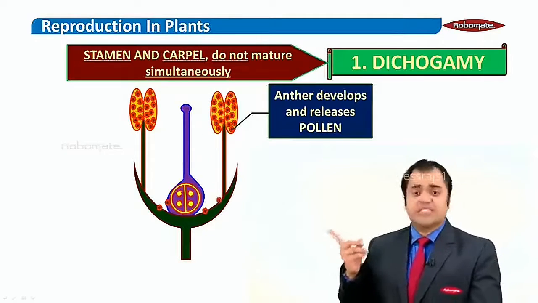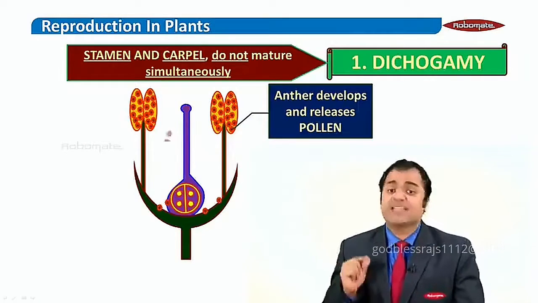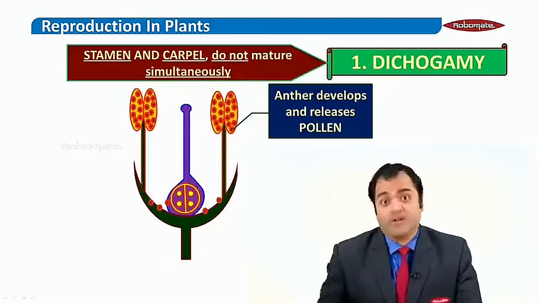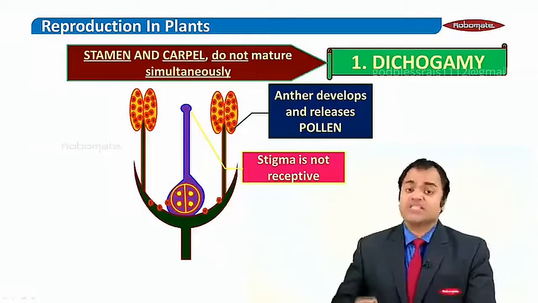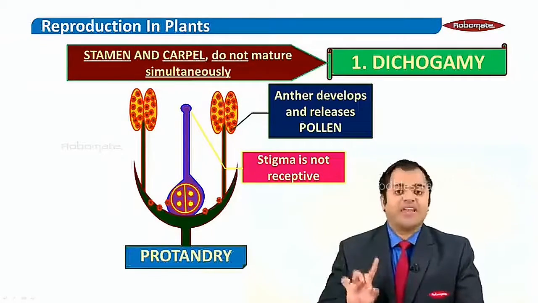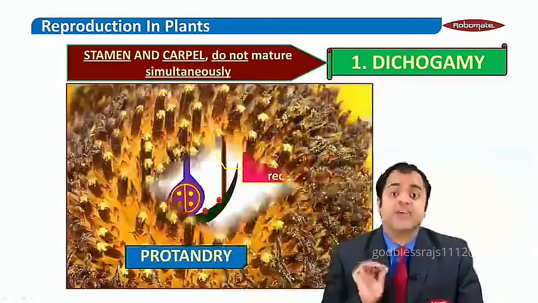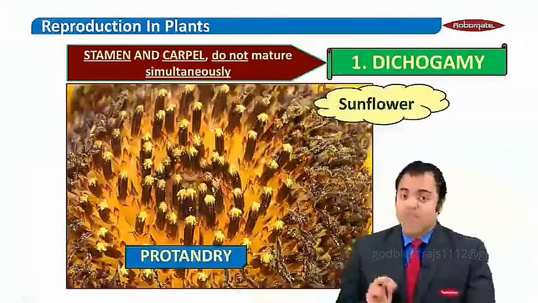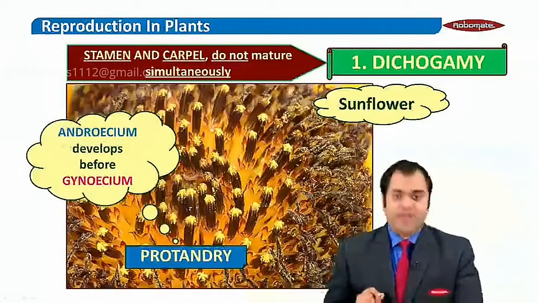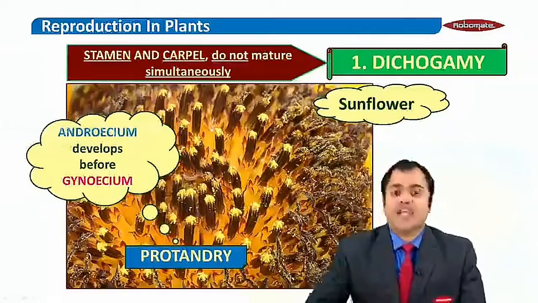So in this situation the stigma is not receptive even though the anther is producing a lot of pollen grains. This situation is called protoandry. Protoandry is observed in sunflower, and protoandry is where the androecium develops before the gynoecium. There is one more situation in dichogamy.